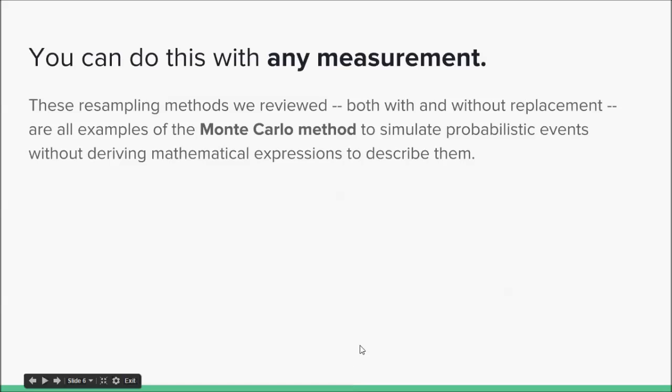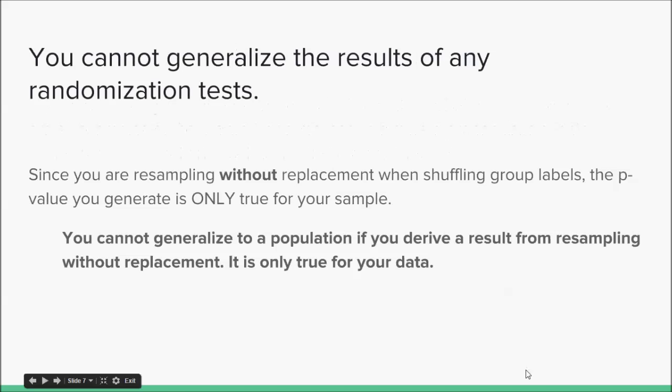So if you'll remember, the resampling methods we reviewed, both with replacement with bootstrapping and without replacement with permutation testing and randomization tests, are all examples of Monte Carlo methods to simulate probabilistic events. And whatever measurement you choose to make, if you do it in an intelligent way, you can use resampling to help you derive statistics for your measurements.